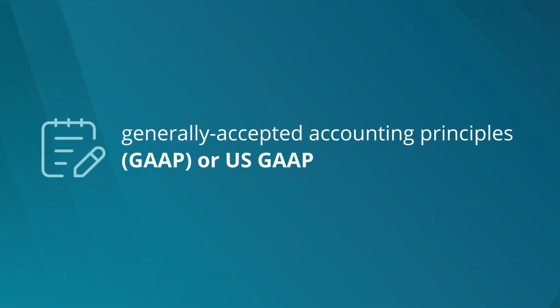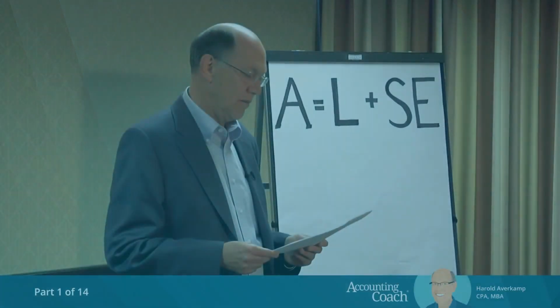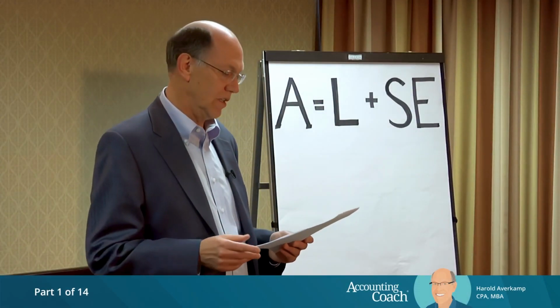For the financial statements distributed outside of a company, accountants must follow some common rules known as generally accepted accounting principles. In the U.S., these are known as U.S. GAAP, or simply GAAP. U.S. GAAP consists of some very basic underlying principles and also some very complex detailed rules.